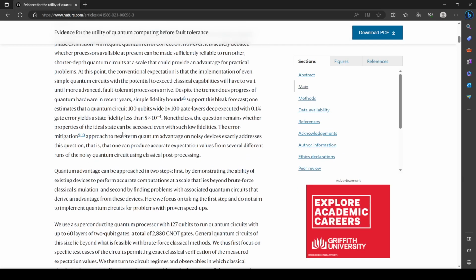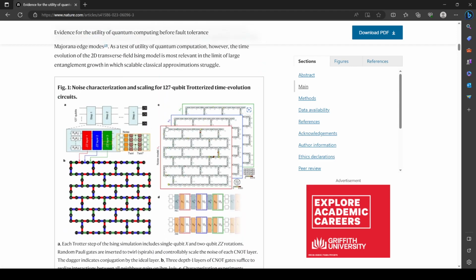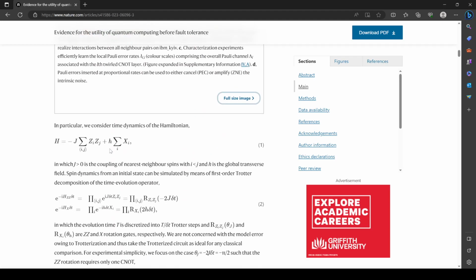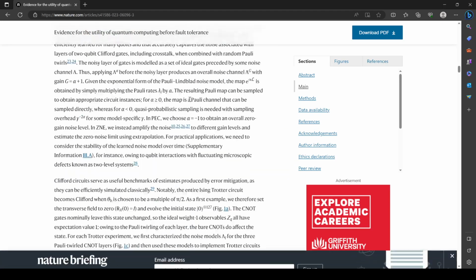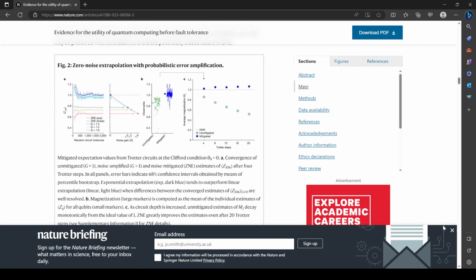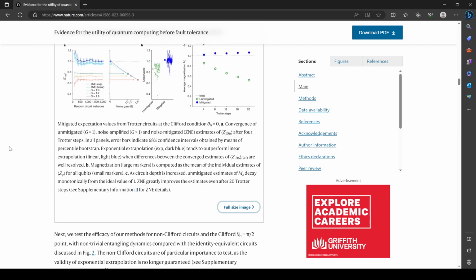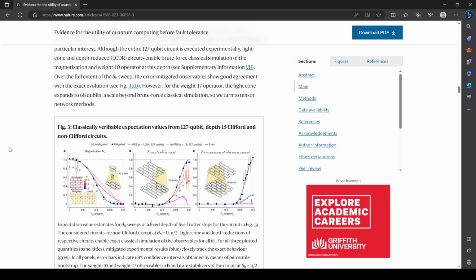As we go through it, you can see their hardware setup. This was on some Eagle chip, I assume. I don't know if they say which one, Kyiv maybe. Kyiv. And then we have a nice set of figures here showing how error mitigation is essential to the success of this operation.